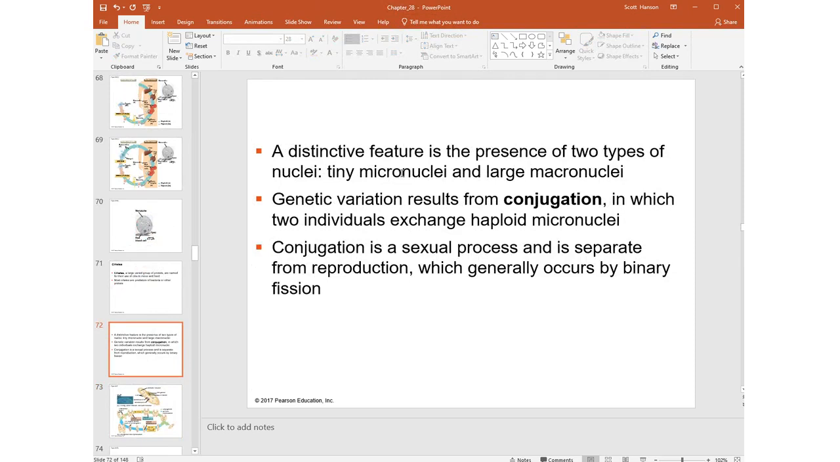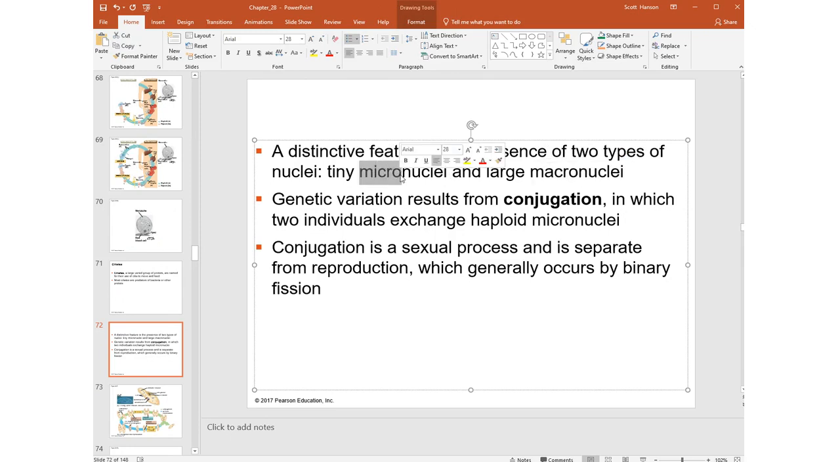So one of the features of this group is the presence of two types of nuclei, tiny micronuclei and large macronuclei. Micro generally means small, and macro generally means large. Like macroeconomics is studying economics on a large scale, like economies of whole countries. So macro means large scale. Genetic variation then results from conjugation, in which two individuals exchange haploid micronuclei. Kind of like what prokaryotes do.